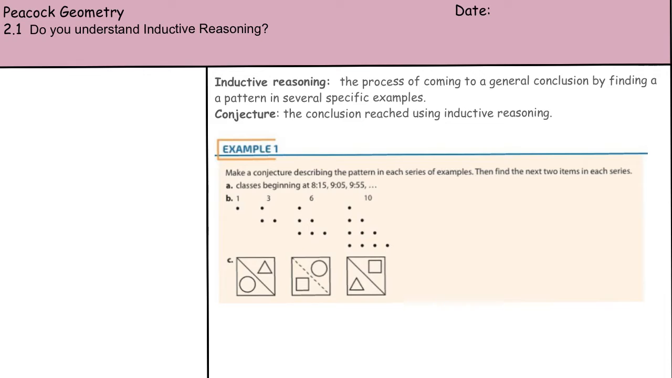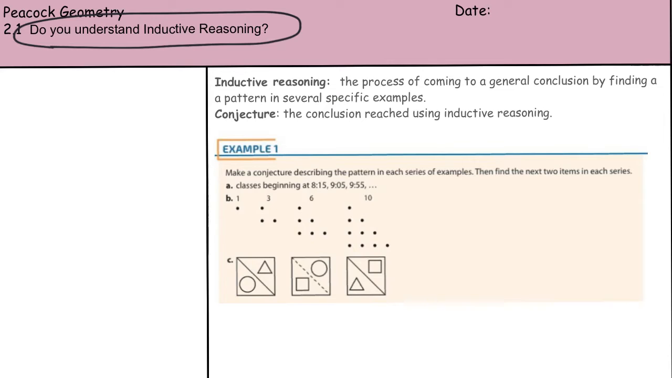Hey friends, so hopefully that video gave you a nice, easy introduction to inductive versus deductive reasoning. And that's what we're going to start talking about at the beginning of chapter 2. It's going to feel like 8th grade logic up until 2.5, and then we're going to switch back to more of a geometry concept. So today we're going to look directly at just inductive reasoning.